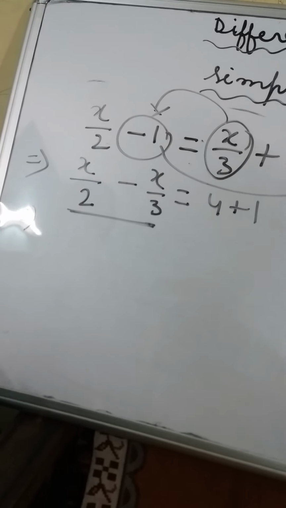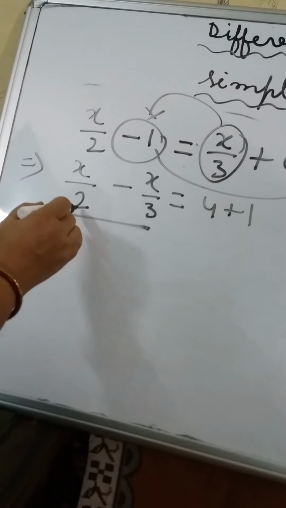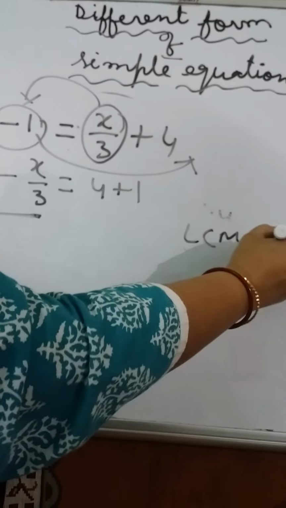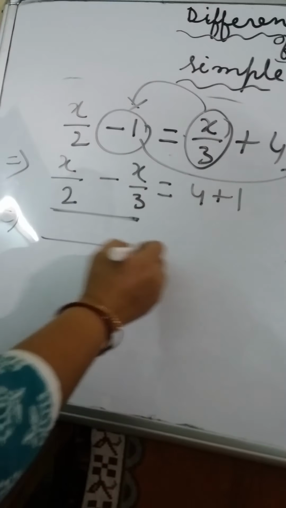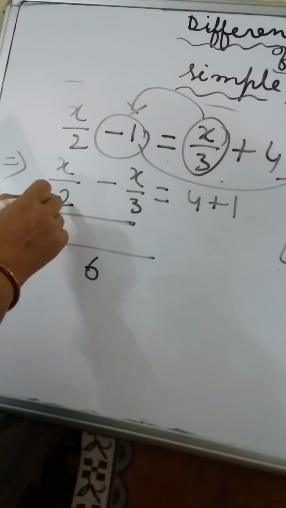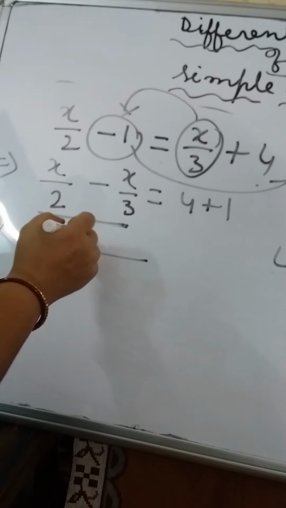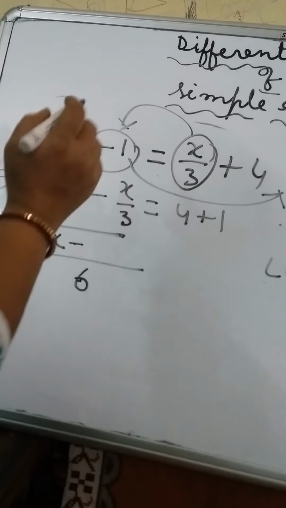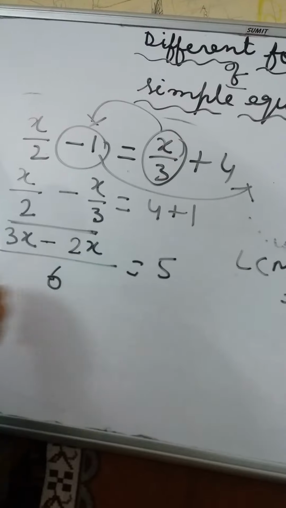The way you subtract fractions, you have to subtract this way. So the LCM of 2 and 3 is 6. So you have to write 6. 6 divided by 2 is 3. 3 into x is 3x, and minus sign. 6 divided by 3 is 2. 2 will be multiplied by x, so it will be 2x. 4 plus 1 is 5.